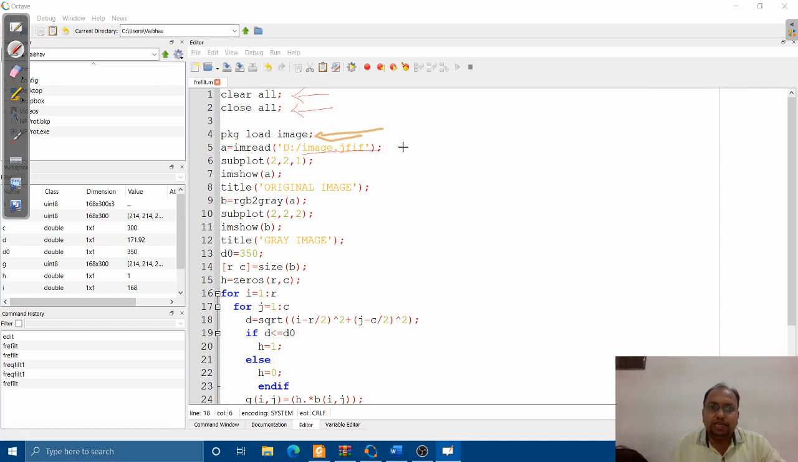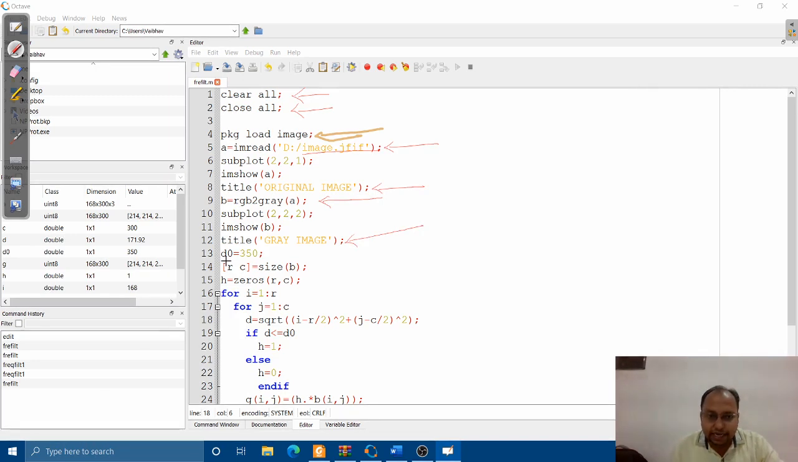Okay, so this is my image, the image on which I am going to perform the operation. Then I have shown that particular image, right? Then we have converted that color image into the gray level image, right? And we have displayed that image.